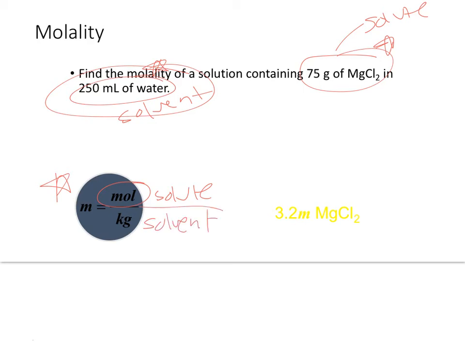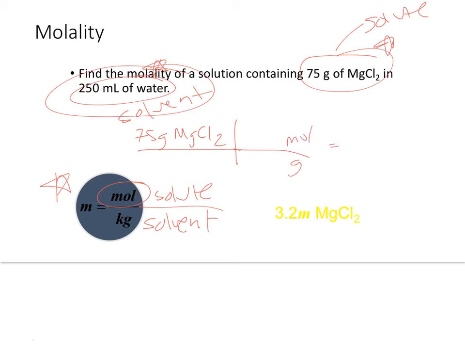Okay, now we need to make the math happen so that we can go ahead and proceed. The first thing we're going to need to do here is convert our 75 grams of magnesium chloride into moles of solute. So we have 75 grams of MgCl2, and we need to convert this into moles of solute. We're going to have our grams and our moles down here, just like we've done in the past.